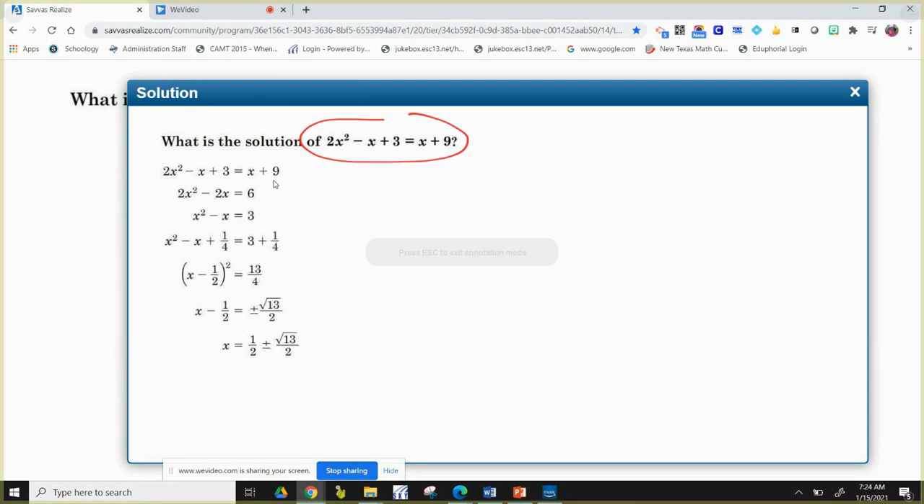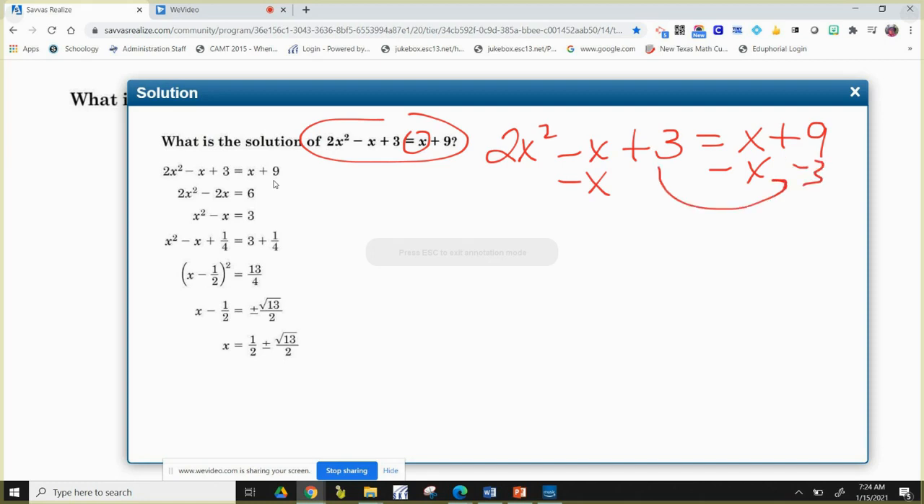Okay, right here we want everything to one side. So we're going to move this x to the other side. So you have 2x squared minus x plus 3 equals x plus 9. I'm going to subtract this x from both sides, and I'm going to move this 3 over here and subtract it over here. So that's where you get this. Okay, so this is 2x squared minus 2x, and then equals 6.